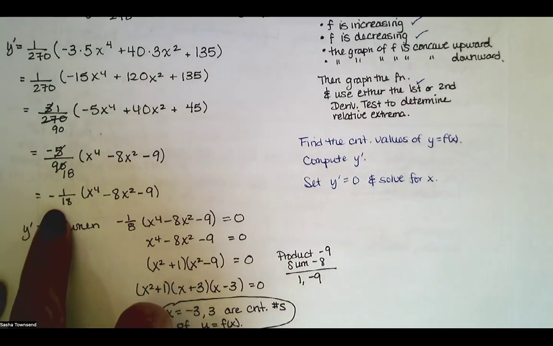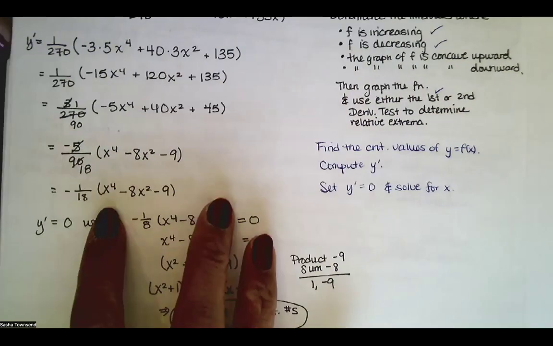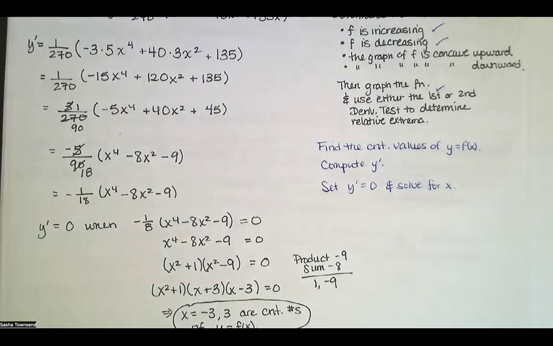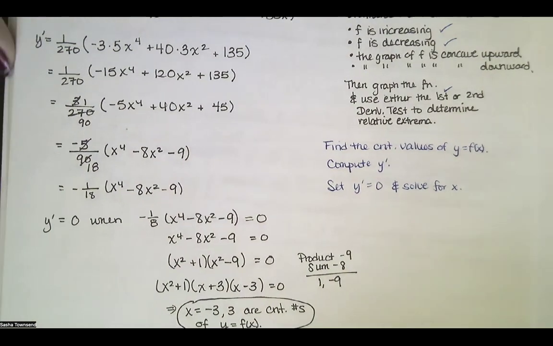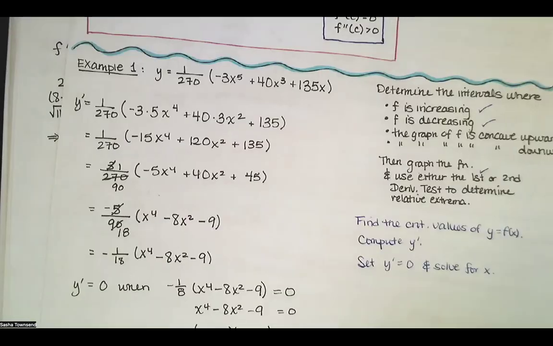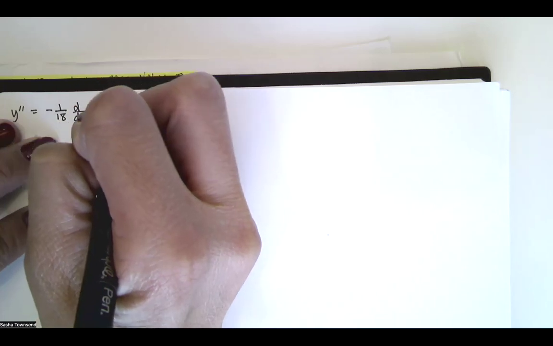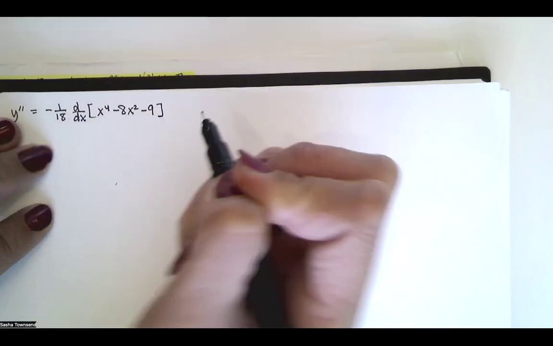So we know that y prime is equal to this function. In order to find the intervals where the graph of the function is concave upward or concave downward, we need to take the derivative again and find out where that second derivative is either positive or negative. So we'll do that. So y double prime is the derivative with respect to x of that negative 1/18 times this x to the 4th minus 8x squared minus 9.